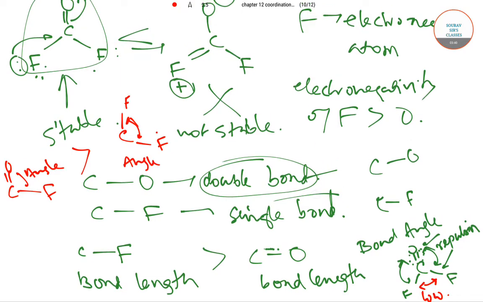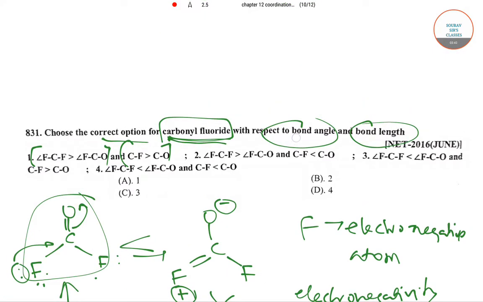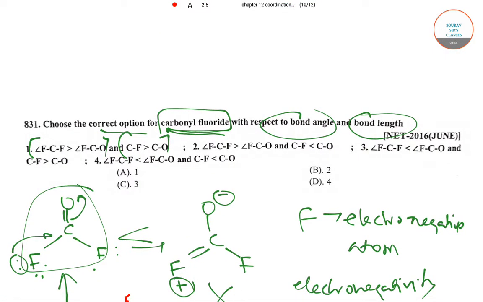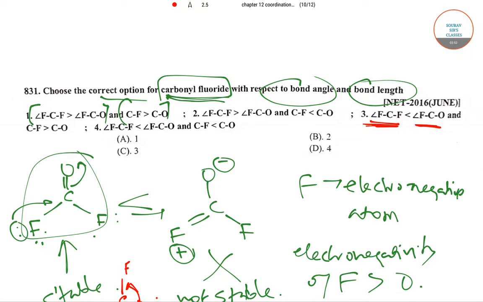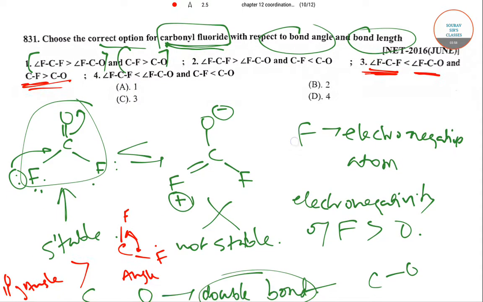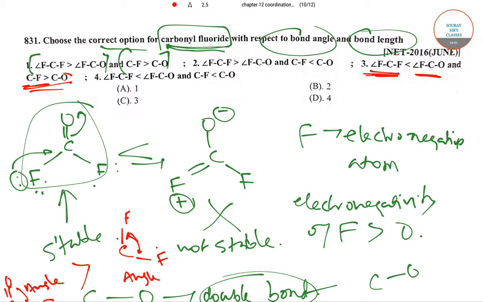So coming to the options here, we have the FCF bond angle lesser than the C double bond O, F bond angle, and CF bond length greater than CO bond length. So this will be our option. So the option will be C, hence the answer is C.